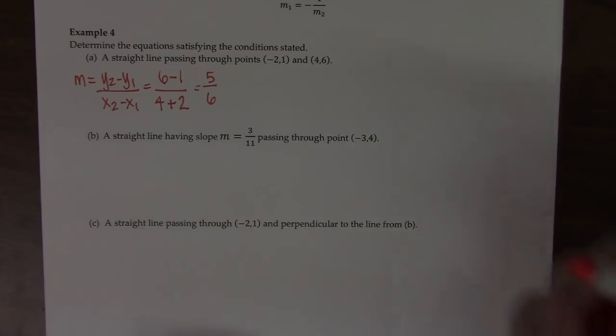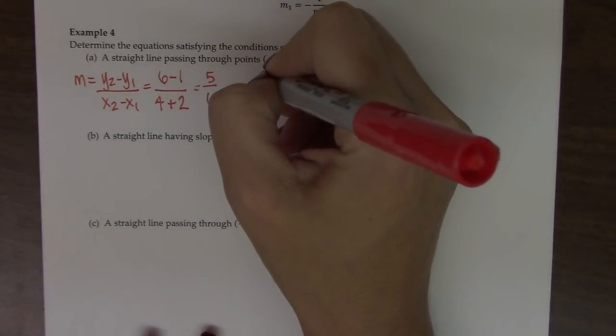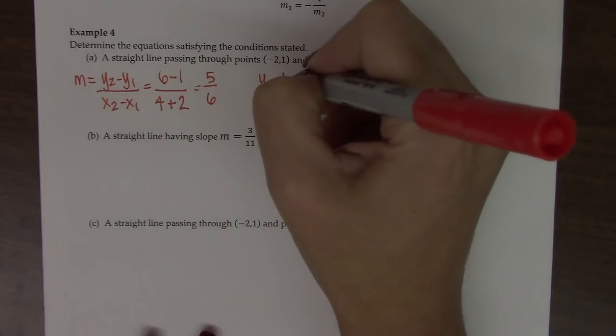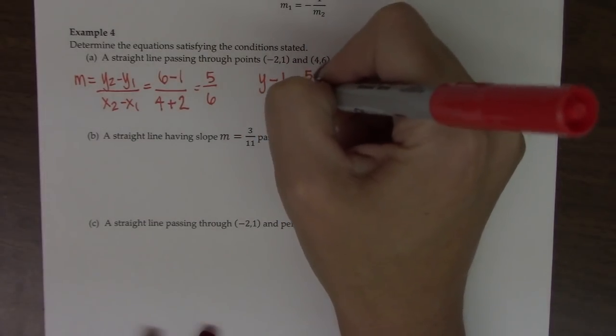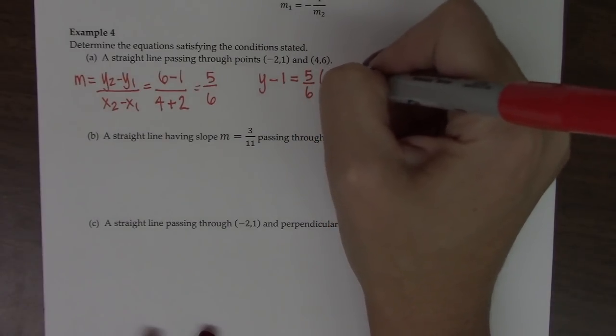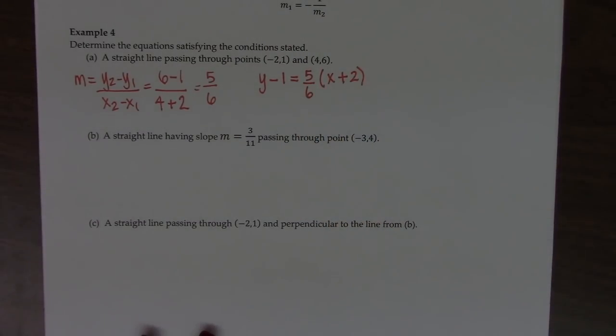first, right? So if we use the point slope formula, it says y minus y1. Our slope is 5/6 times x minus minus 2. So if you're allowed to leave the line in point slope form, you're done, right? But suppose you have to simplify it into slope-intercept form.